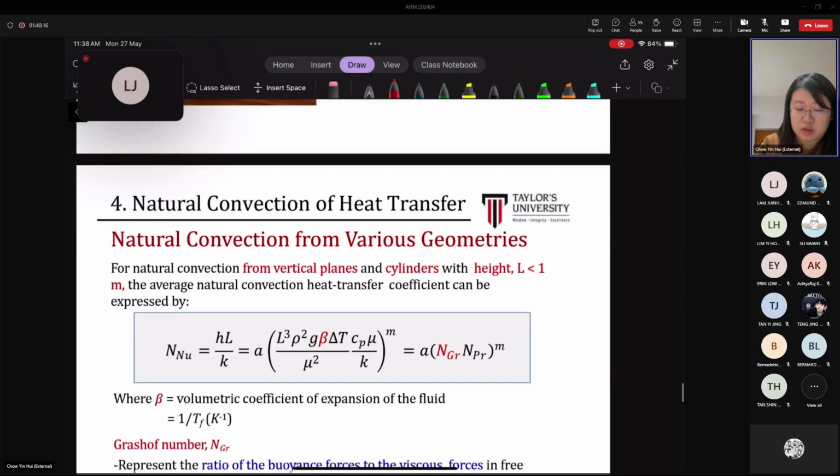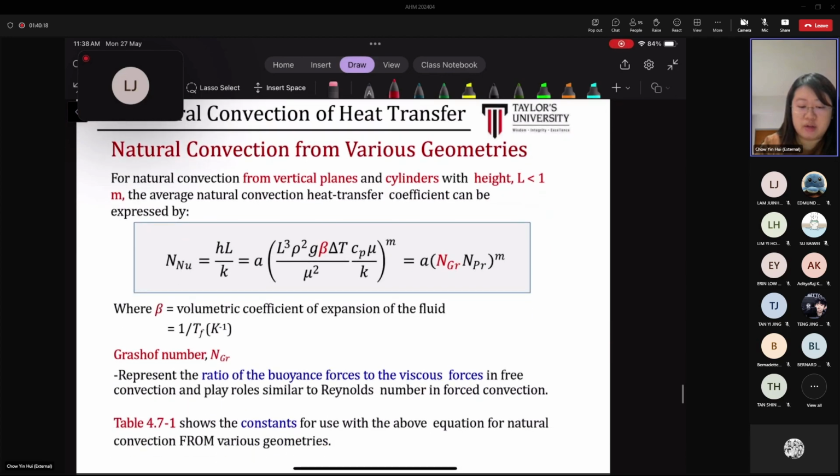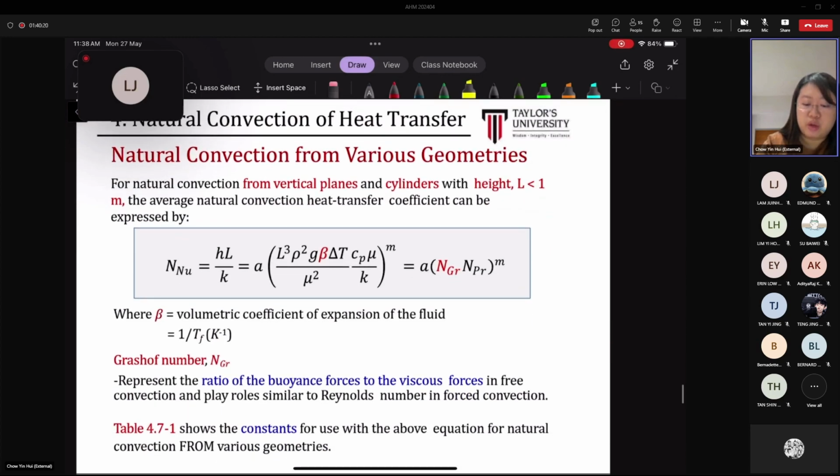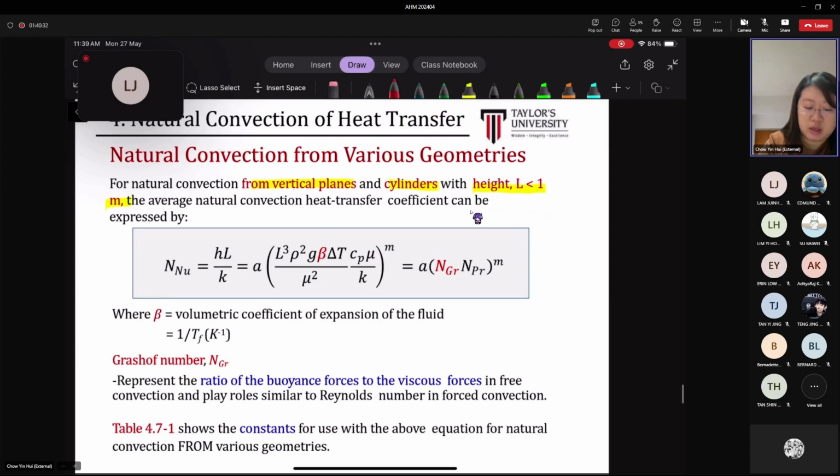Okay, now let's see the case of natural convection from vertical plates and cylinders with height or length smaller than 1 meter. The average convective heat transfer coefficient can be calculated using this correlation for vertical planes and cylinders.